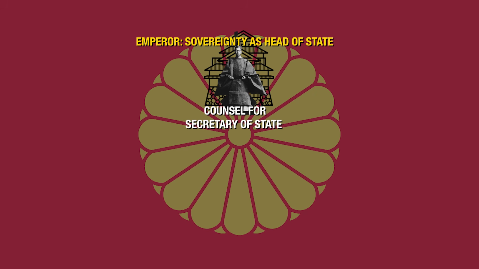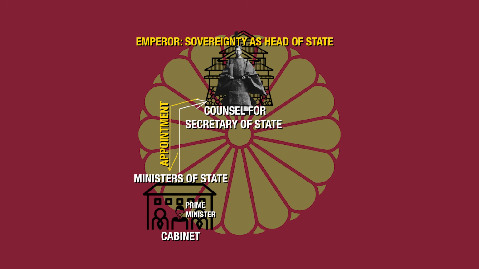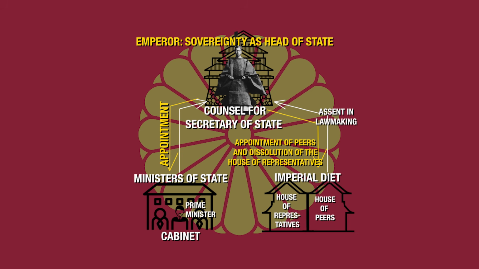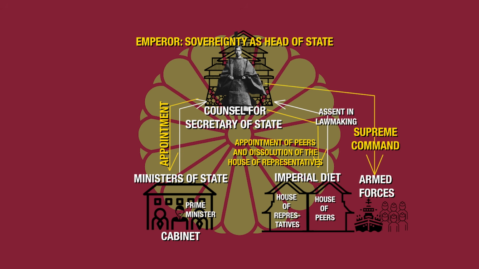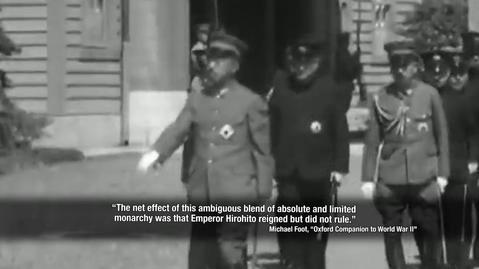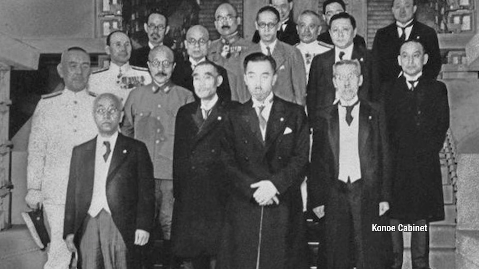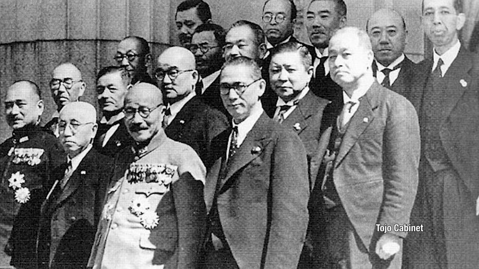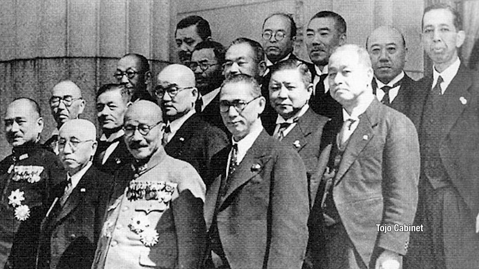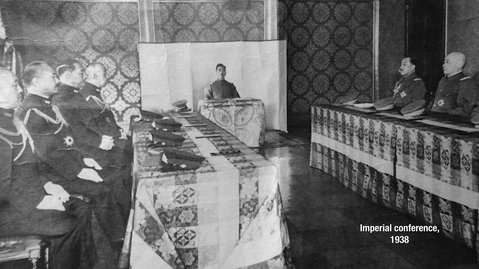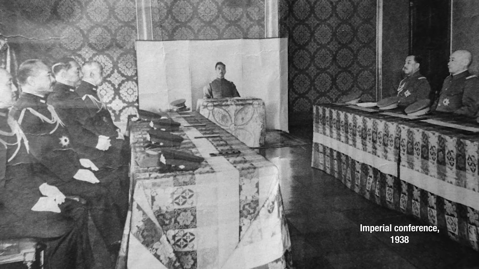There's all that, but there are articles in the Constitution that delegate the exercising of those rights, and in a big way, to the cabinet for executive, to the diet for legislative, and to military for military matters and administration. The net effect of this ambiguous blend of absolute and limited monarchy was that Emperor Hirohito reigned but did not rule. By now, in 1941, how this works in practice is that his government makes the policy decisions and agrees to what they want to implement at liaison conferences, and then Hirohito gives them legitimacy at imperial conferences.